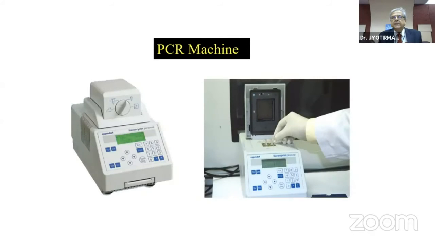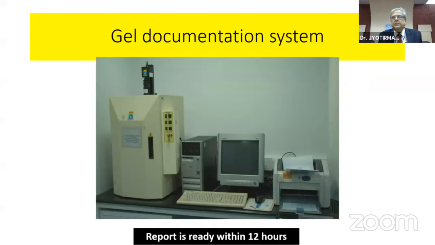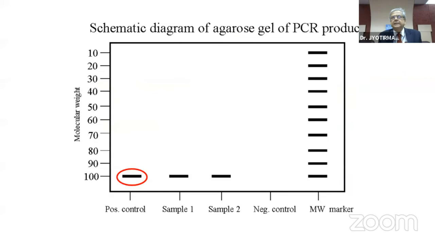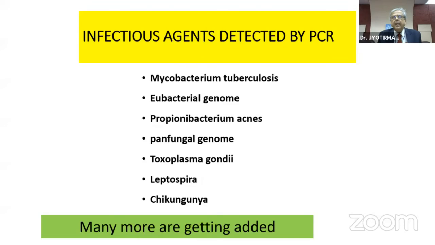This is a PCR machine. The beauty of it is the report is ready within 12 hours. And this has inbuilt positive control and negative control, so it has a high degree of sensitivity and specificity. Various infectious agents can be detected by PCR. It includes a host of bacteria, fungi, and viruses. Many more are getting added every day.